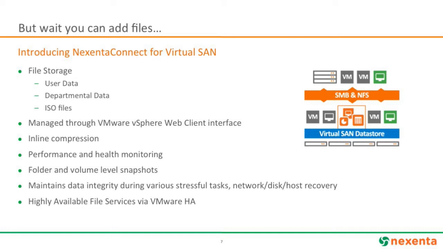I mean, we want to be able to do inline compression. We want to be able to know what's going on with our system. And I think one of the keys is folder and volume level snapshots. So imagine you've built out this 52 terabyte array, this whole pod set up with your Evo Rail maybe, and you need to put those files in. We put files on there.